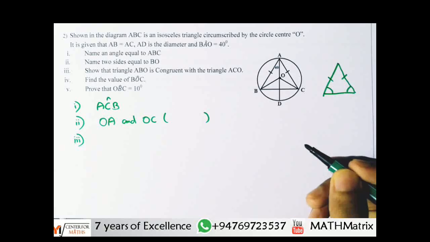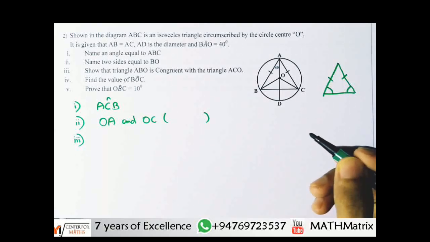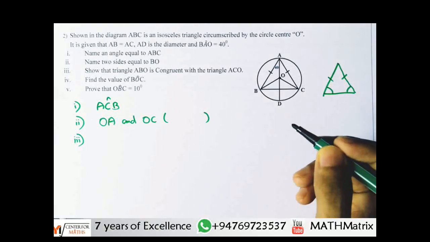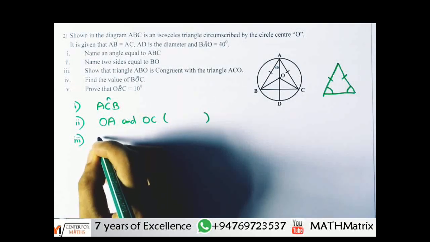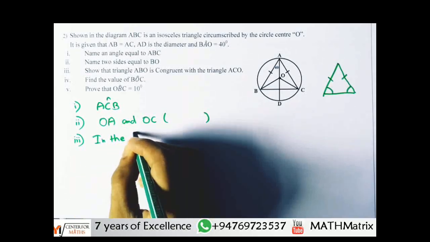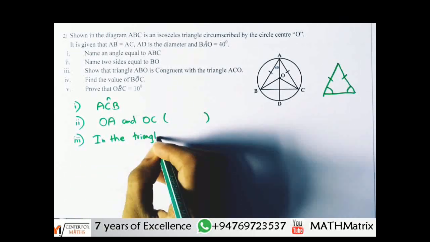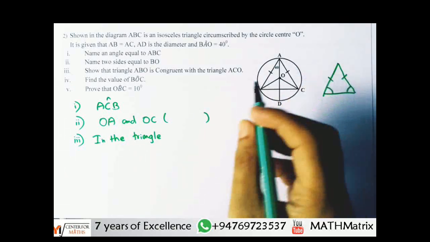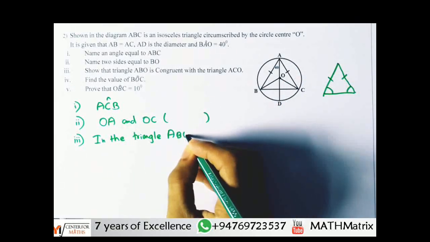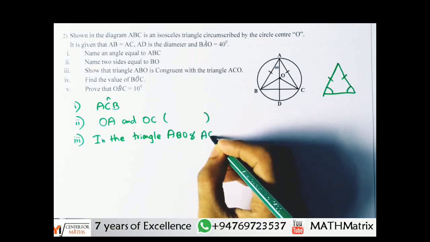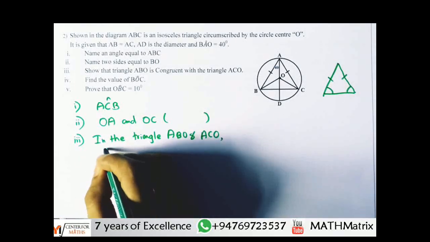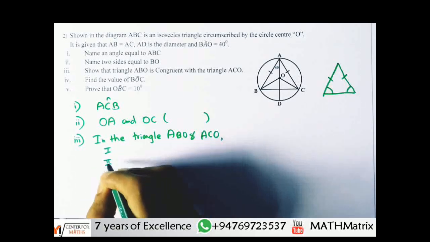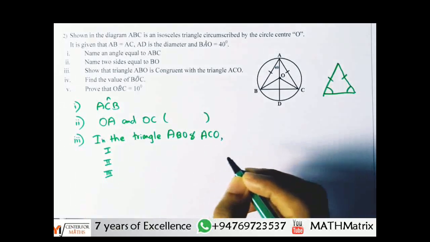And the third one: show that triangle ABO is congruent with triangle ACO. So I'm going only with the answer. First of all, you have to mark this as, in the triangles ABO and ACO. Now we have to give three proofs. So what are the three proofs?